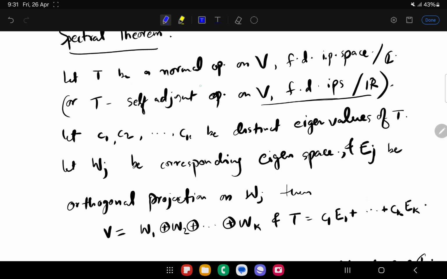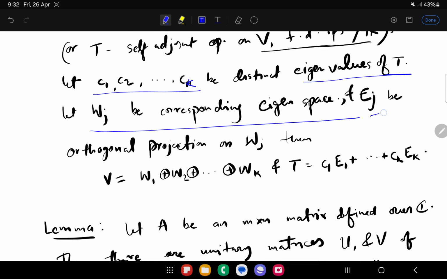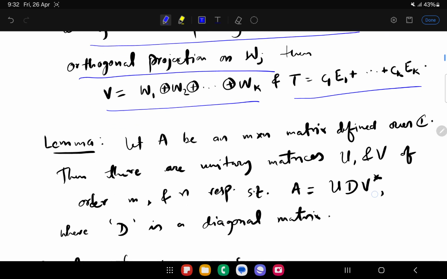Here it is the spectral theorem. If T is a normal operator on V and V is a finite dimensional inner product space over C, let c1, c2, ..., ck be the distinct eigenvalues of T, Wj the corresponding eigenspace, and Ej the orthogonal projection on Wj. Then V can be written as a direct sum of the Wj's, and T can be written as a linear sum of these projection maps.